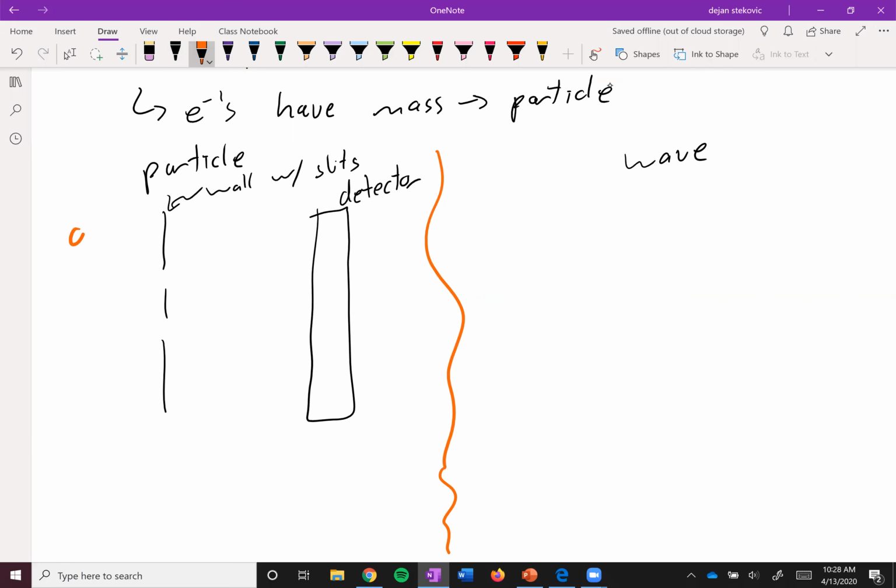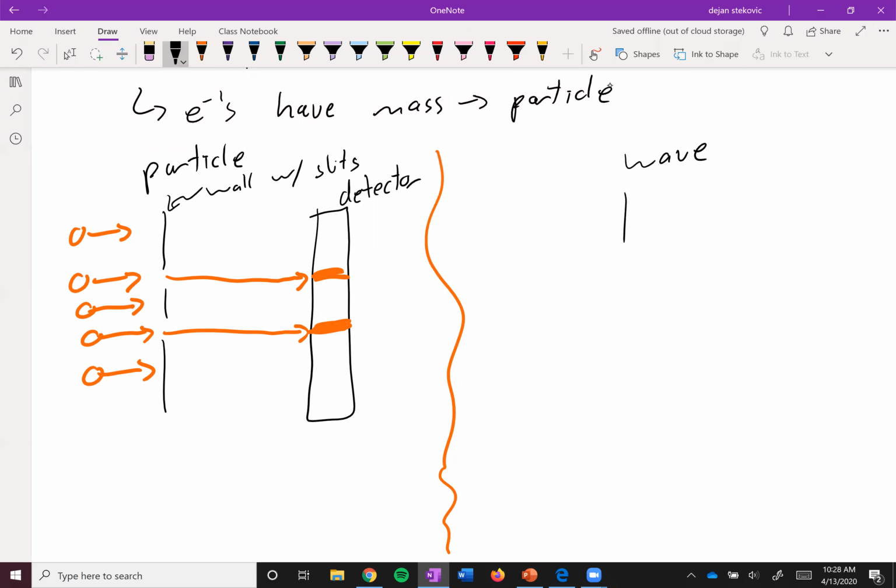What we're going to do is shoot particles at this wall, right? So obviously most particles are going to hit the wall and just bounce right back. Some particles will get through, and then we'll be able to detect them, right? And it should be the same point as the holes in the wall, right? So that's the particle view of things.